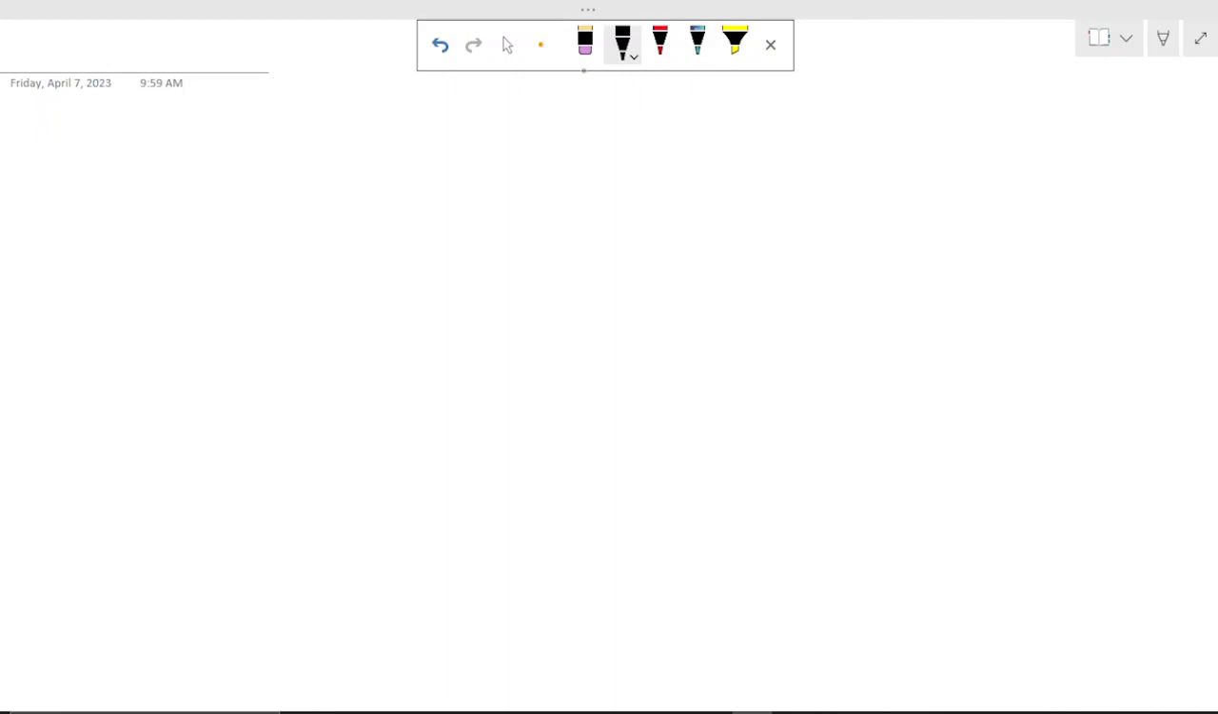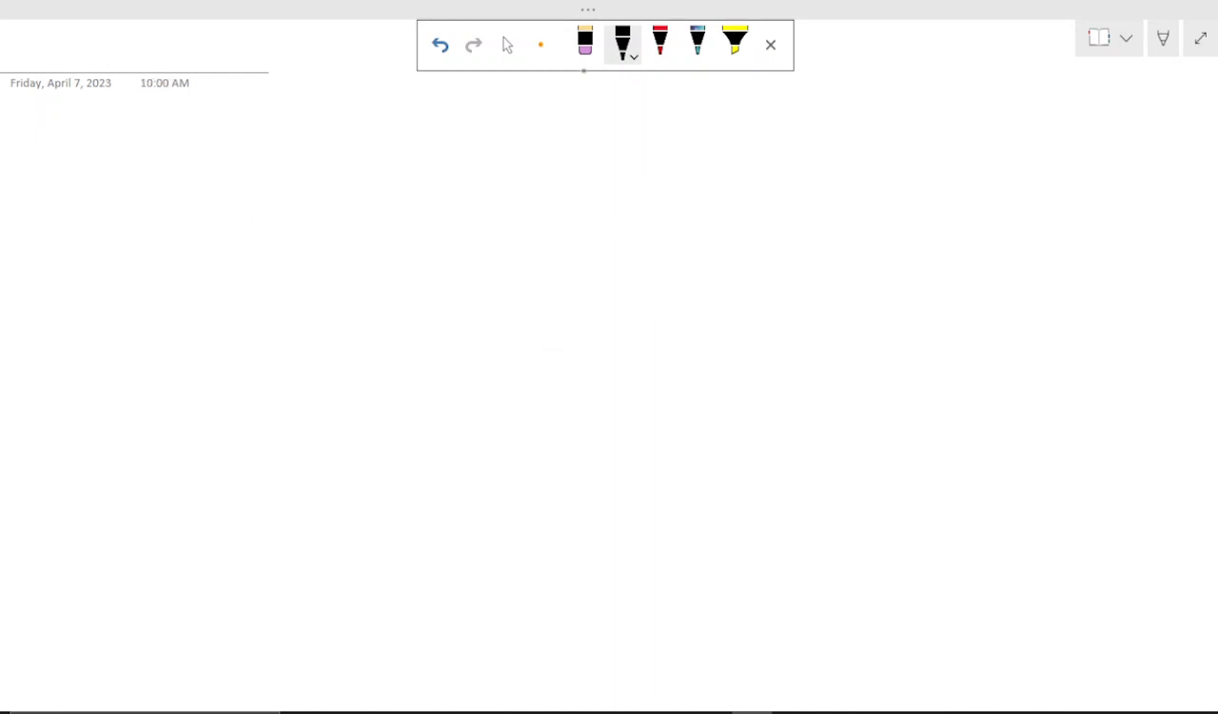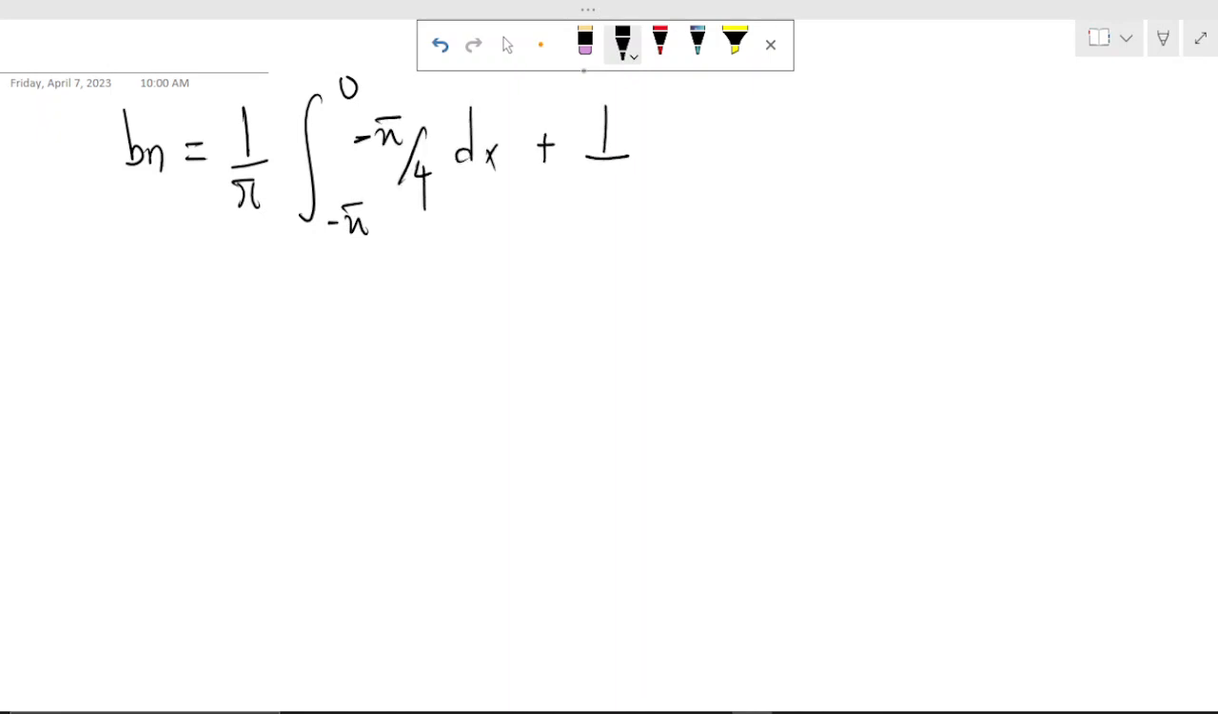So now let's find our bn. Formula for bn is equal to 1 over half of the period, going from 0 to 2 pi, or the range given to us, f of x sine nx dx. So I'm just going to clean this. So we have bn is equal to 1 over pi, because our period was 2 pi. 1 over pi, going from minus pi to 0, or minus pi over 4 dx, plus 1 over pi, 0 to pi, pi over 4 dx.